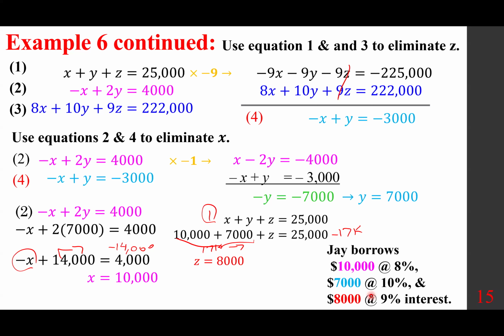The 8,000, you want to put it into 0.08x and 0.1y and 0.09z, all of them, to make sure that works. And it's 0.08 times 10,000, 0.1 times 7,000, 0.09 times 8,000, and they should add up to $2,220, which was the amount of interest, and that's not a big deal. So if you multiply these two, you get 800, these two, you get 700, these two, 9 times 8, you get 720, and if you add them up, you get $2,220.